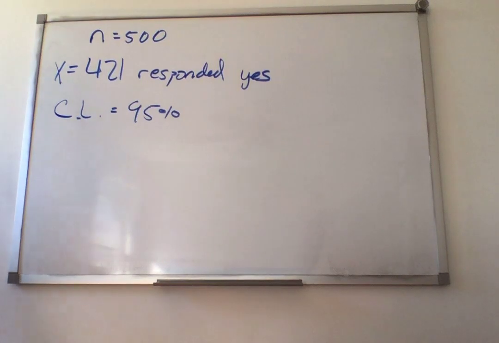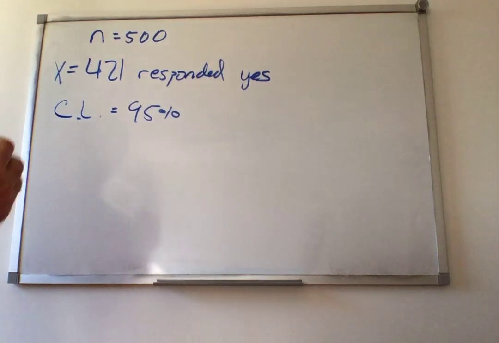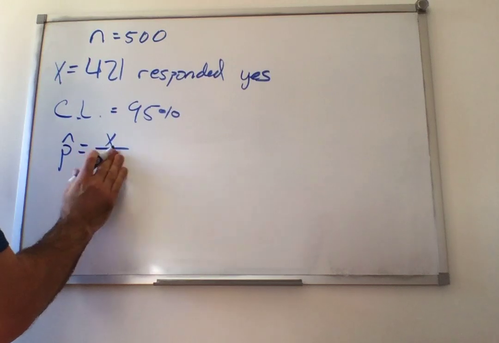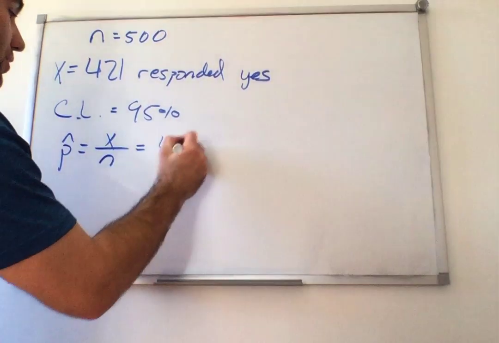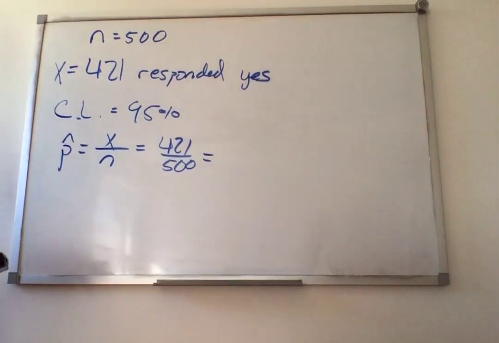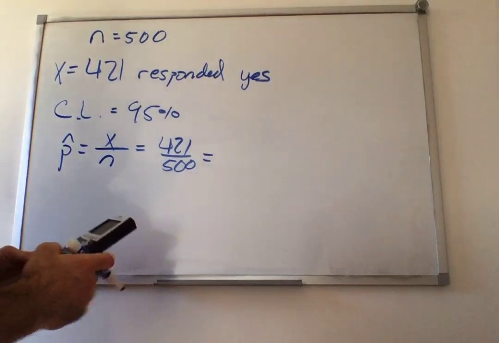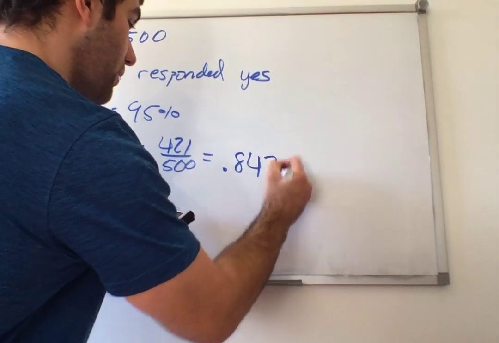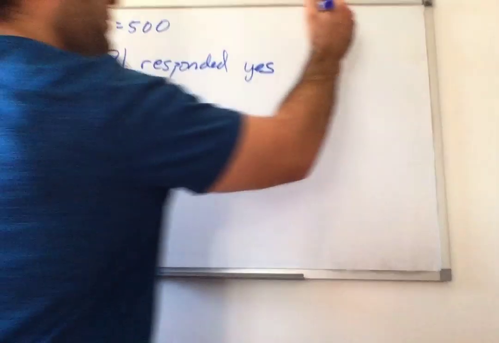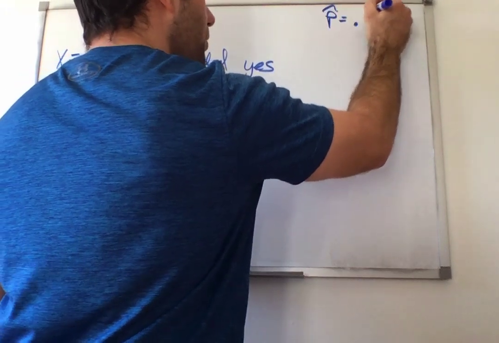phone. Okay, the procedure on how to do this is exactly the same as we did last time in the last two sections, okay? We need to find our point estimate. P hat here is x divided by n, which is 421 divided by 500, which is equal to 0.842, okay? About 84% of people responded yes. Let's put that information up here. P hat is equal to 0.842.